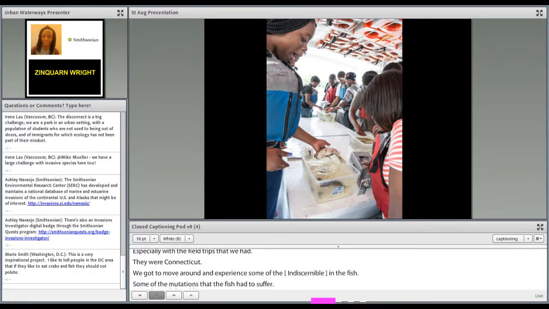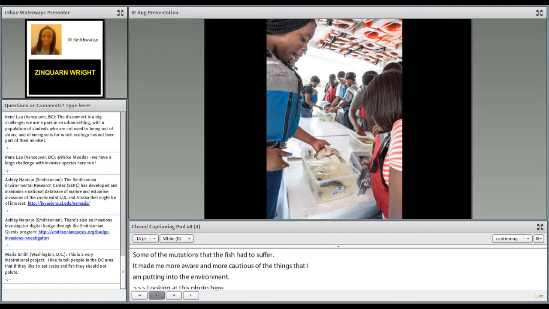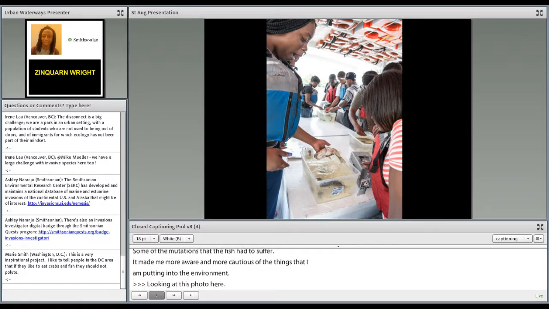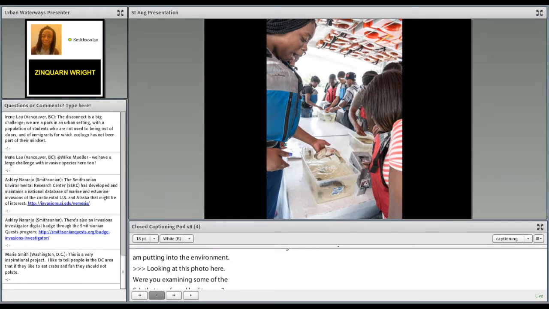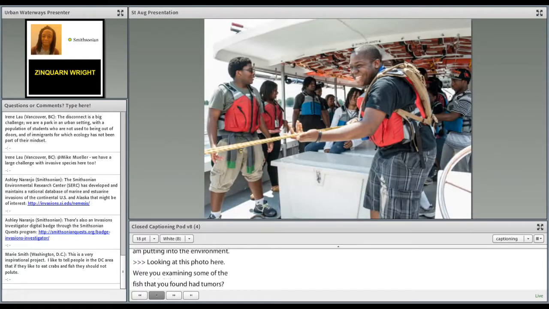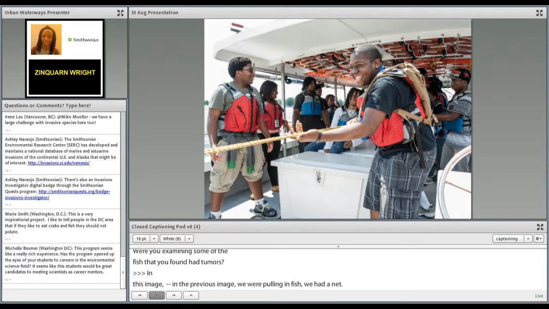So looking at this photo here, were you actually examining some of the fish that you found for tumors, or what was going on in this image? Well, in the previous image, this is us pulling in fish. We had a net. And one thing with this image shocked me, because after we put it in, we realized that while the net was heavy, most of the things on the net were either trash or dead fish. So we ended up with like 5 or 6 fish out of the total.